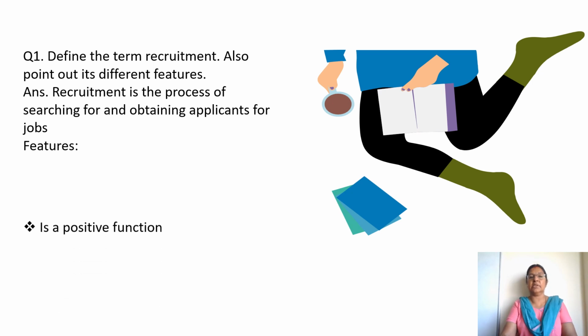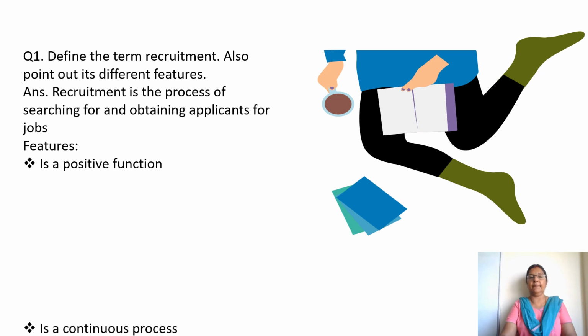So next we will see the features of recruitment. It is a positive process. Why is it a positive process? Because it is generating a pool of talented candidates. By looking at these advertisements, candidates, applicants will apply. So the organizations will get a pool of potential candidates. That is why it is called a positive function.